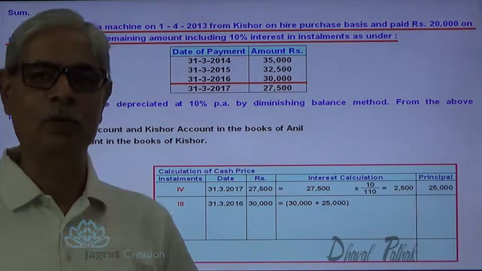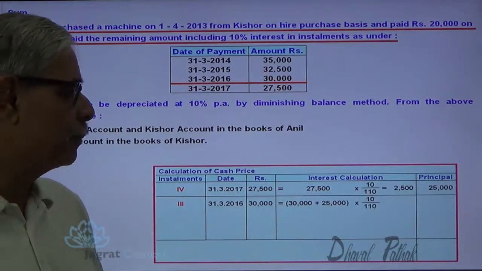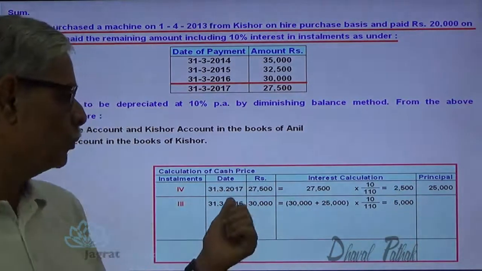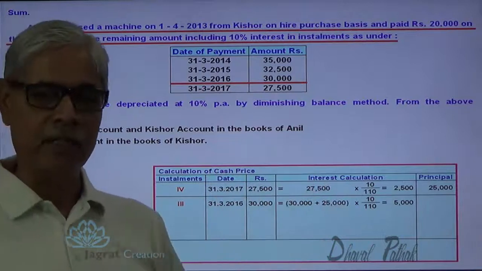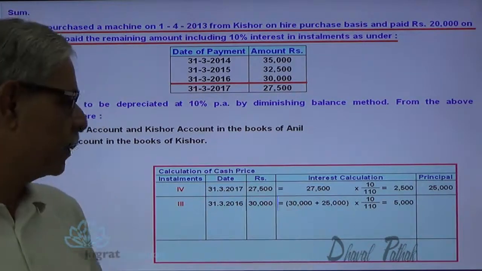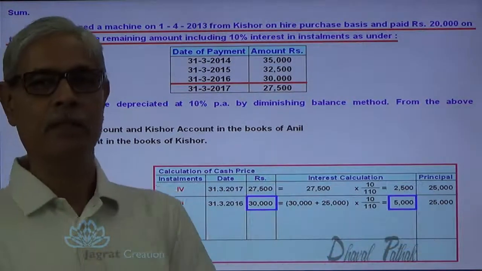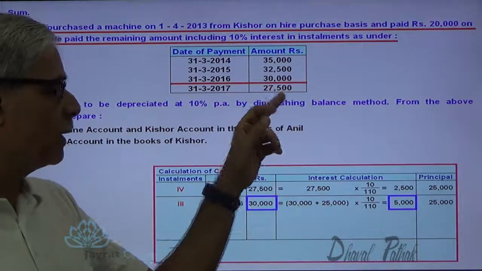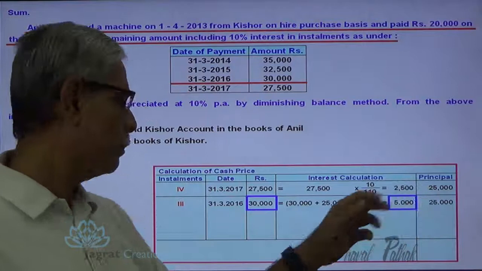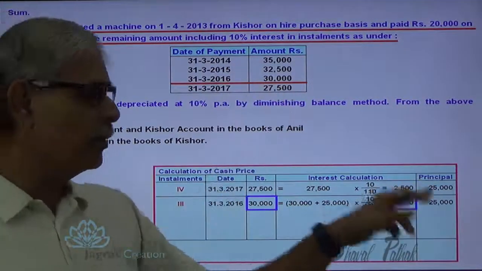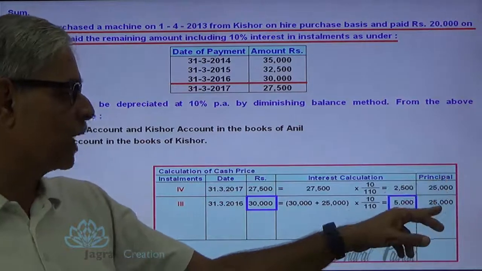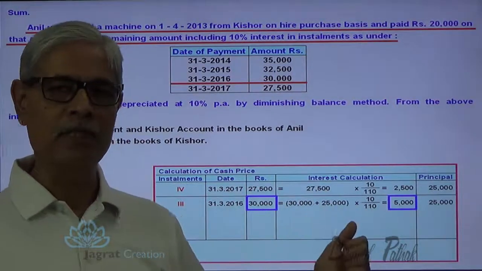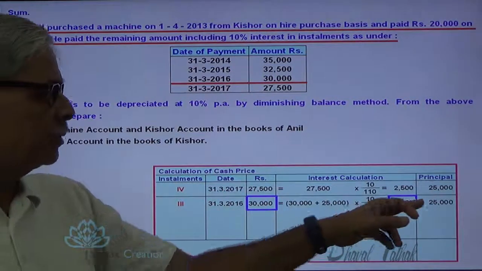If 110 is the outstanding amount, then 10 is the interest element. How much for 55,000? So interest element here is 5,000. So in the 30,000, 5,000 is the interest element. So in the second installment, the principal paid was 25,000. So in this third installment, principal paid 25,000. In this fourth installment, principal paid is 25,000. So before payment of this third installment, total 50,000 were outstanding. And on 50,000, if you calculate interest at the rate of 10%, it will become 50,000 into 10%, 5,000. This is how interest is calculated.